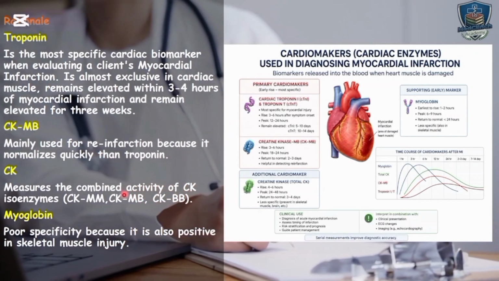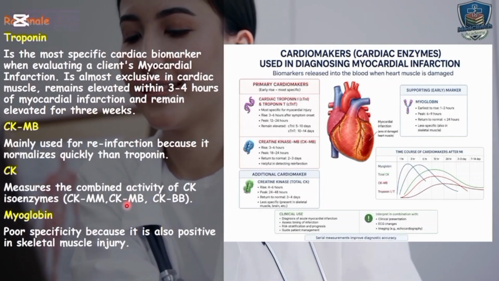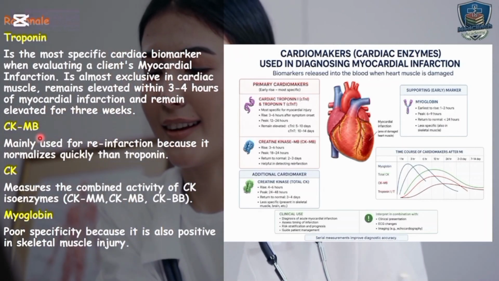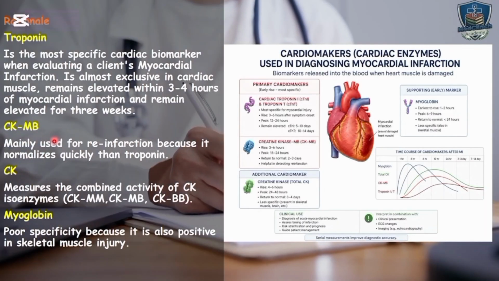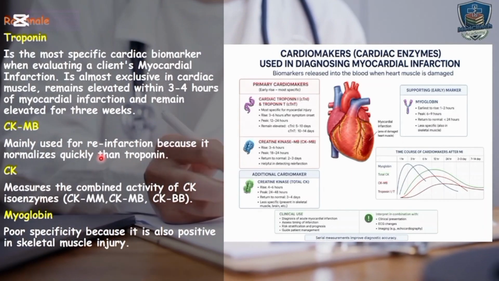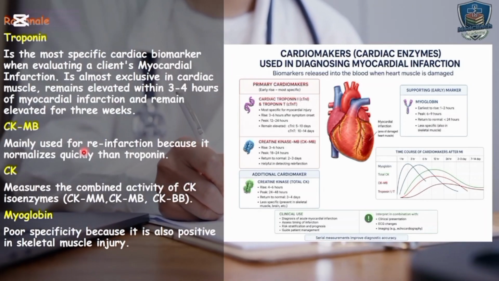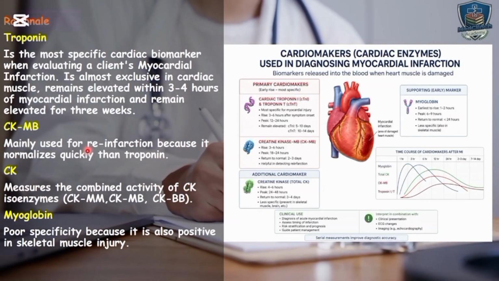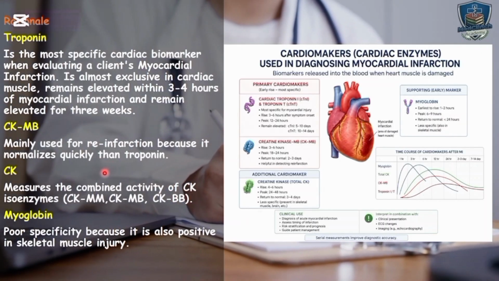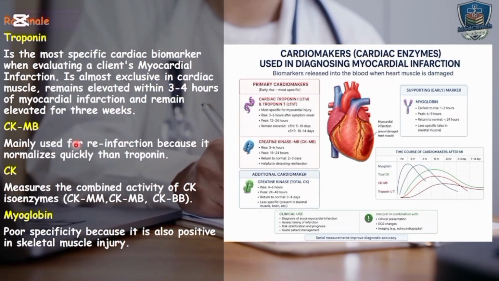That's why, as you can see here, point number 2, this one here, CK-MB, is the same thing. The only advantage when it comes to CK-MB is that it can be used for reinfarction because it tends to normalize more quickly than the troponin. But remember that CK-MB, despite being more specific to the myocardial tissue, can have some traces when it comes to skeletal muscle injury. That's why we prefer troponin more. The only time that we shall prefer CK-MB is when we suspect reinfarction.